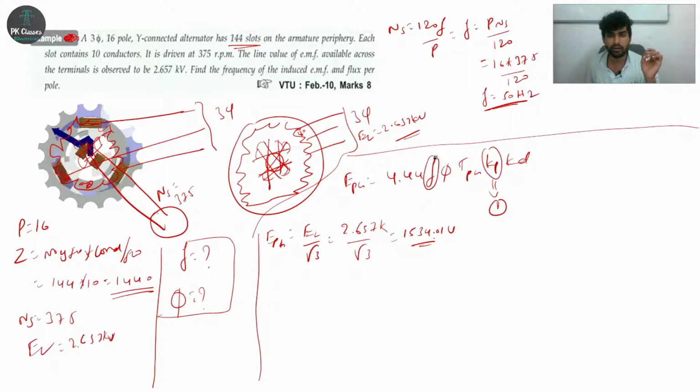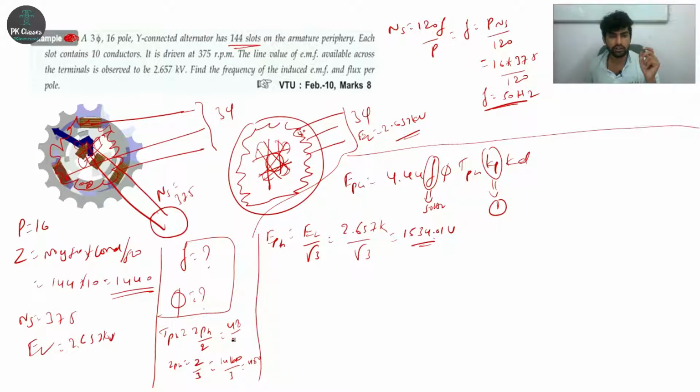Then we need to calculate this flux. Frequency we got 50 Hertz, and T phase we need to calculate. They have given Z. How to calculate T phase? T phase is equal to Z phase by 2, the number of conductors per phase divided by 2, because the conductors are connected in 2 slots. How to calculate Z phase? Z phase is equal to Z by 3, the number of conductors per phase: 1440 divided by 3, you will get 480. So how to calculate the T phase?